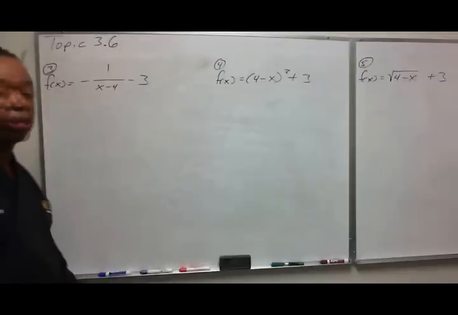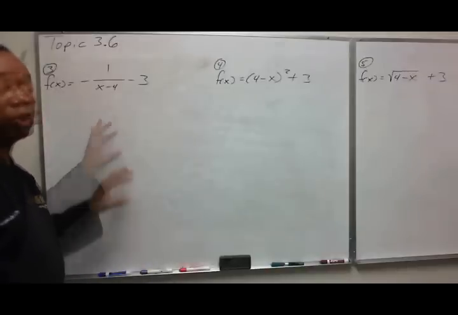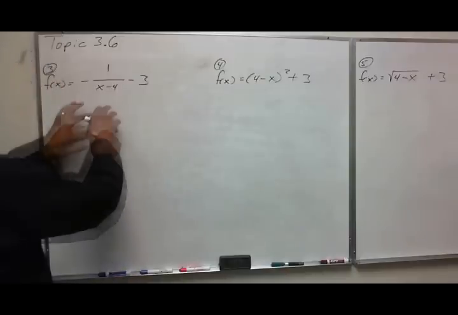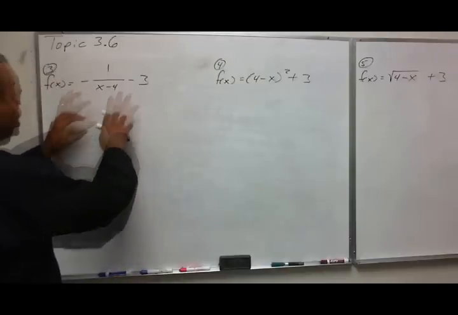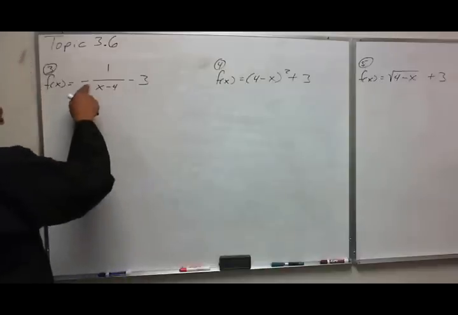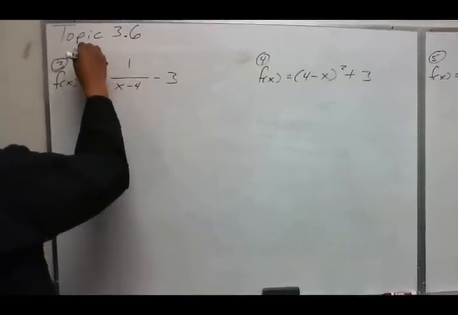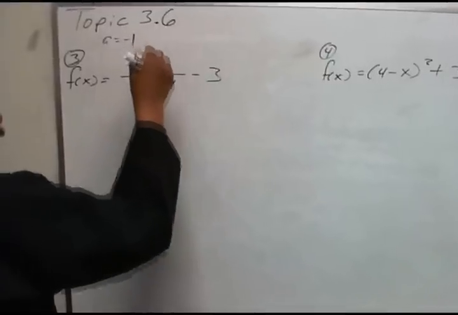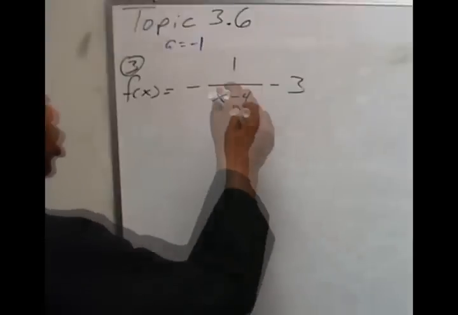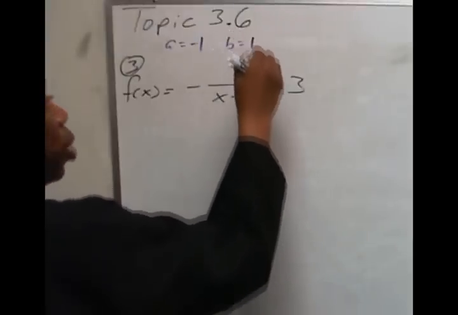Topic 3.6. We're going to be graphing these functions using transformations. First of all, we have to identify the parameters. My a parameter is always the number that's multiplying on the outside. So the a parameter here would be -1. The b parameter is whatever number is multiplying by the x, or the coefficient of the x. In this case, that's 1.